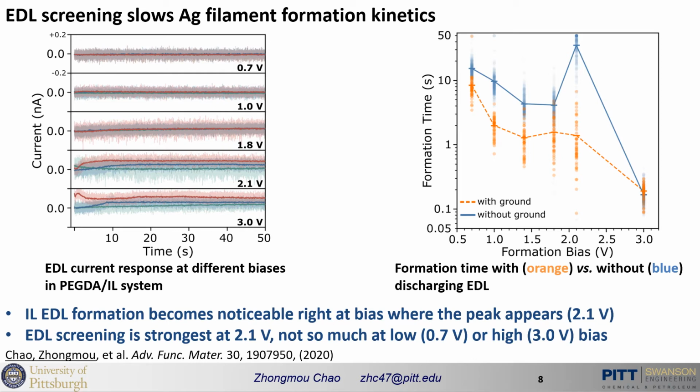Under the new procedure, the formation time is decreased by 20 times, meaning EDL has the strongest impact on the formation kinetics at this bias. In contrast, EDL has relatively smaller impact on formation at both ends of this bias range, either at 0.7 volt or at 3.0 volt.